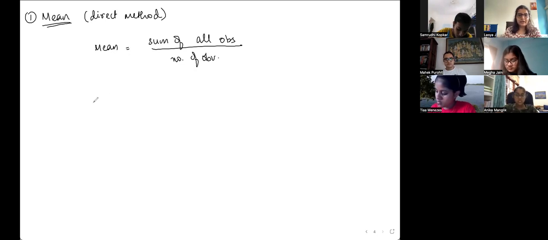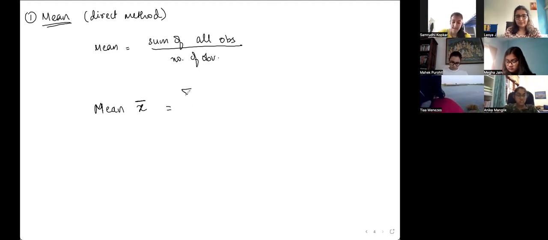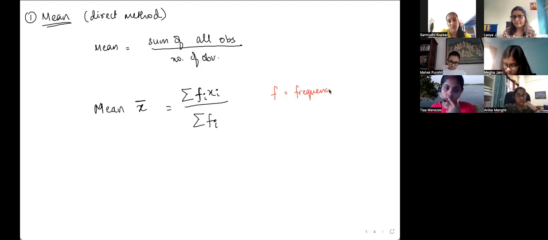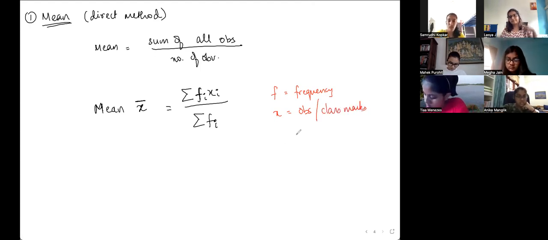Okay, the formula for the mean of a grouped distribution. First of all, mean is represented by x bar, which is equal to sigma fi xi by sigma fi. Here x bar is the mean, f is the frequency, and x is the observation, or in this case, if you're dealing with tabular data, the class mark. If it is individual data, it will be the observation. If all the data is grouped, then you will check the class marks of those intervals.